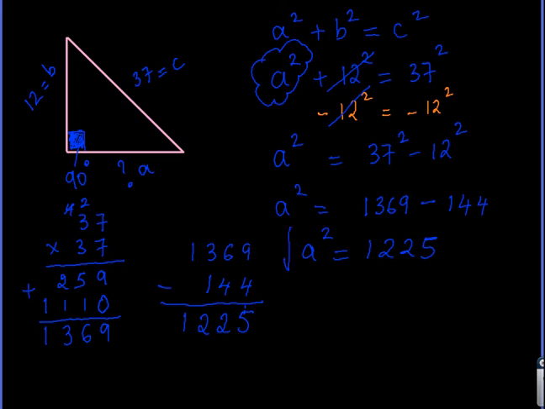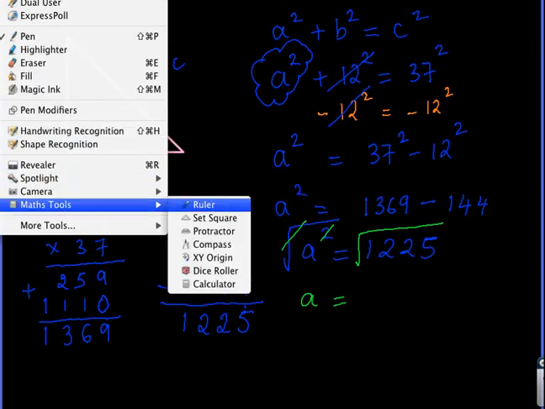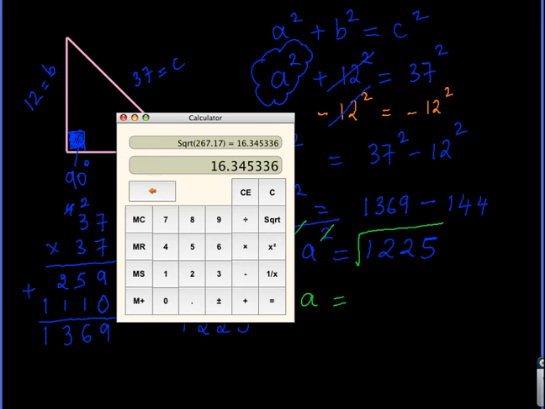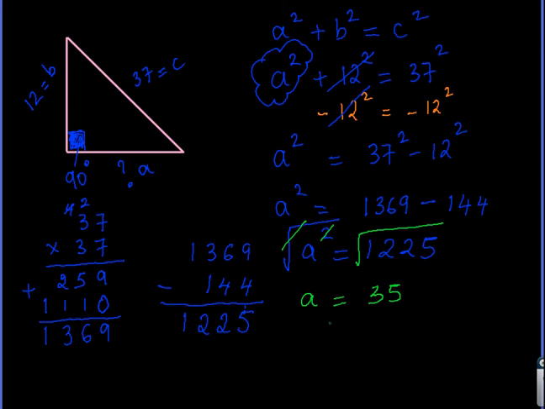So I'm going to take the square roots on this side here and square root on that side. This will cancel out the square, and on that side I'm going to be left with a is equal to the square root of 1225. Now, I'm not going to expect you to know that, so take a calculator and do 1225 and square root it, and that gives you 35. Yeah, so a is equal to 35.